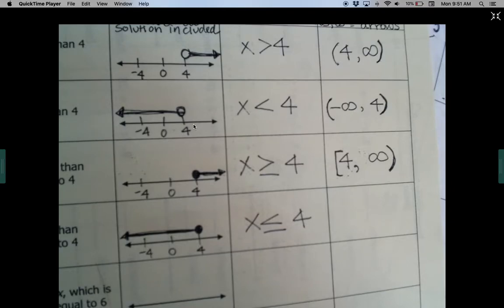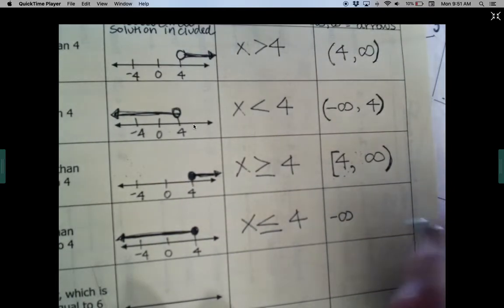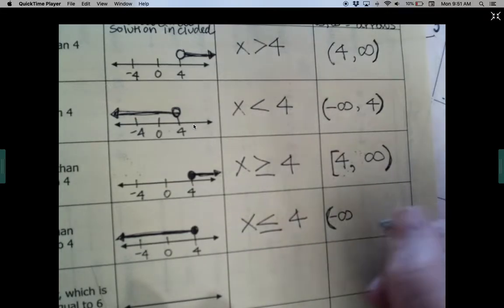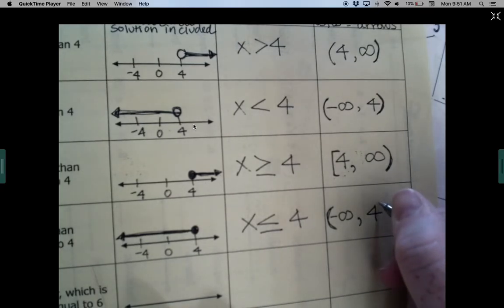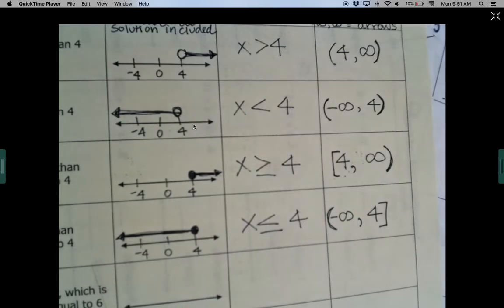And then our last one, where does it start? Negative infinity. Always use this type of parentheses. And where does it end? 4. And does it include 4? Okay. We will keep practicing interval notation.